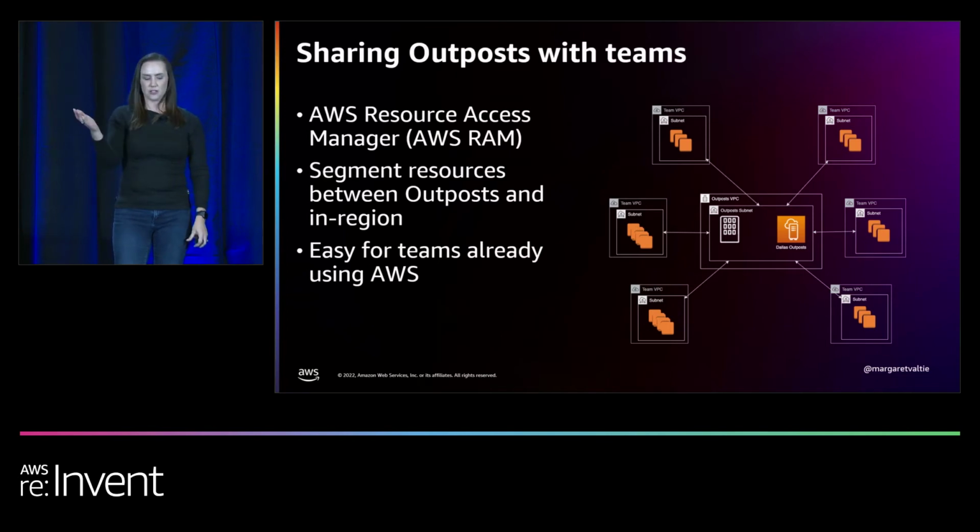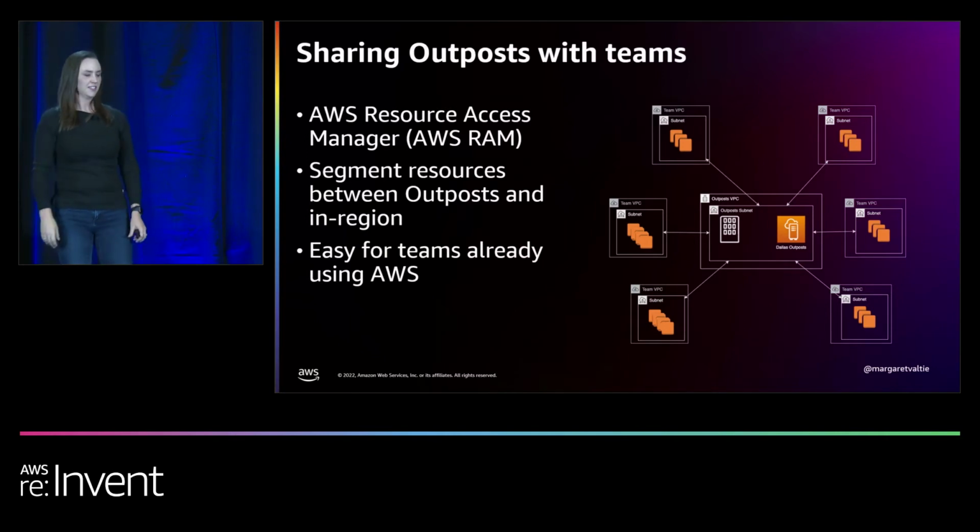You can segment the resources between Outpost and in-region. We named our VPCs Outposts. So if you look at your instance, you can see what VPC it's in. It says Outposts. So it's hopefully pretty obvious. It was awesome. Teams already using AWS got in there and launched it easily.